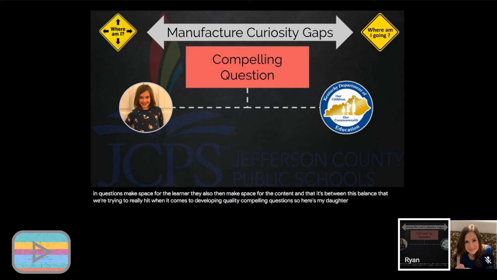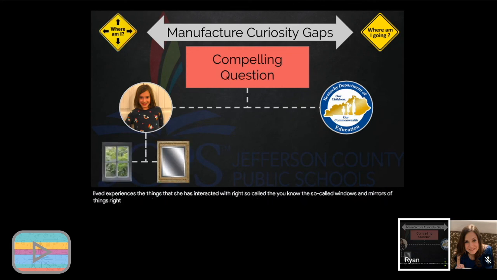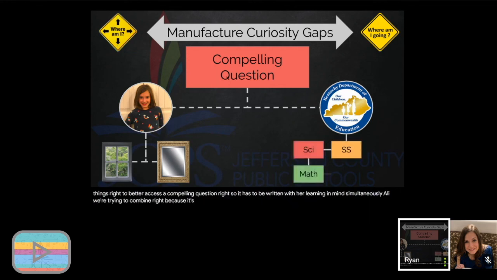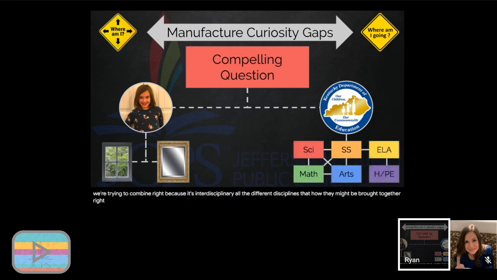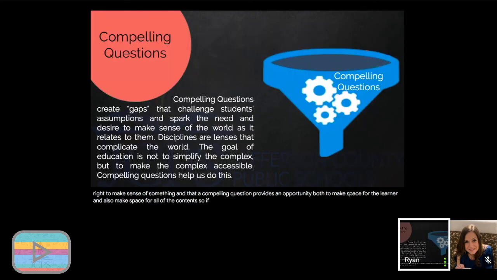So here's my daughter, who can use her lived experiences, the things she has interacted with, the so-called windows and mirrors, to better access a compelling question. So it has to be written with her learning in mind. Simultaneously, because it's interdisciplinary, we're trying to combine all the different disciplines and how they might be brought together to make sense of something. A compelling question provides an opportunity both to make space for the learner and to make space for all of the contents.